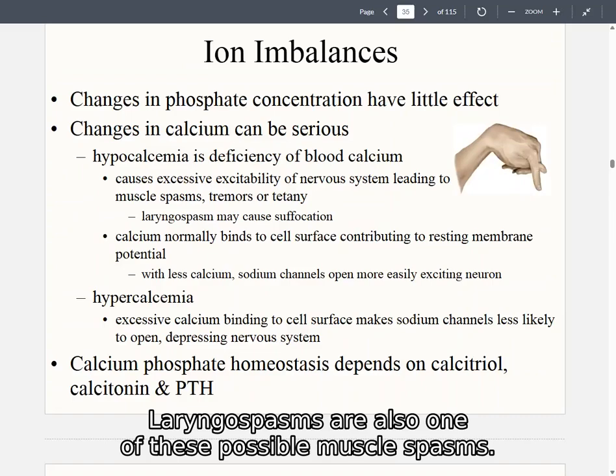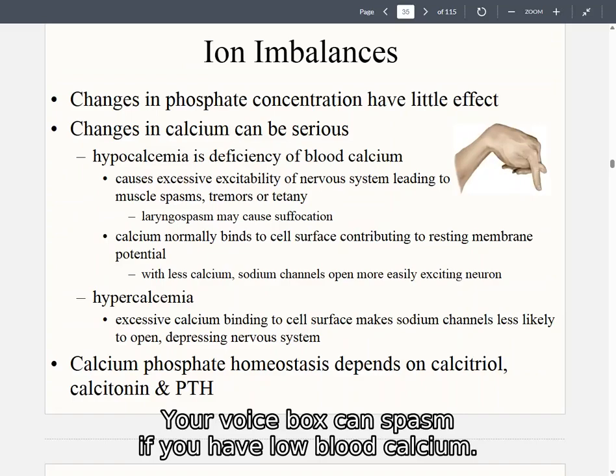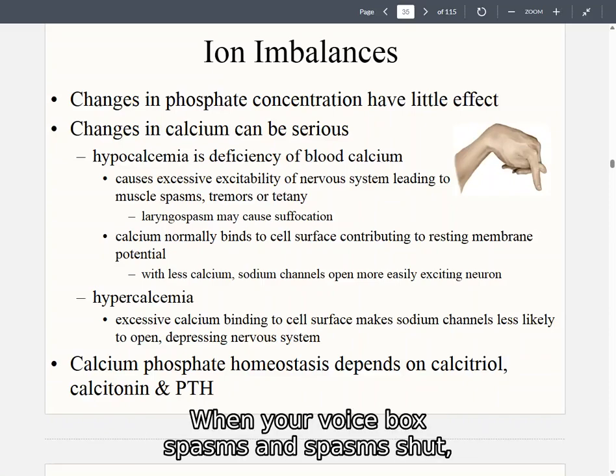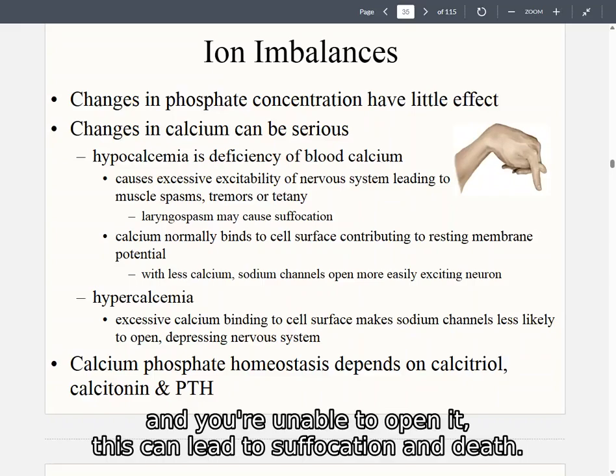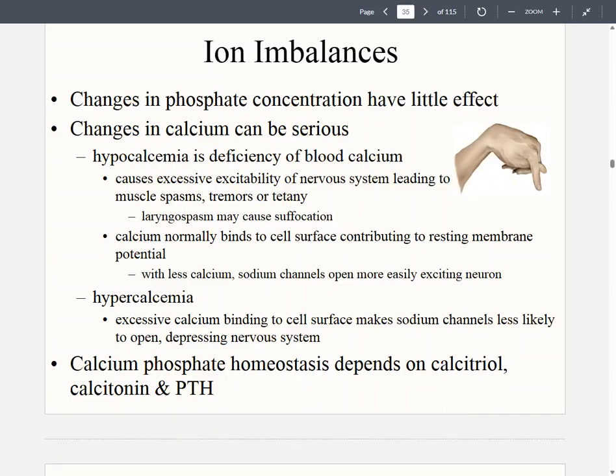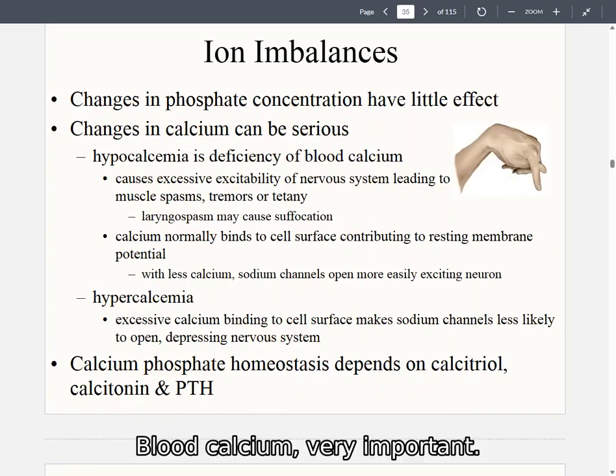Laryngospasms are also one of these possible muscle spasms. So your voice box can spasm if you have low blood calcium. And when your voice box spasms shut and you're unable to open it, this can lead to suffocation and death. So blood calcium, very important.